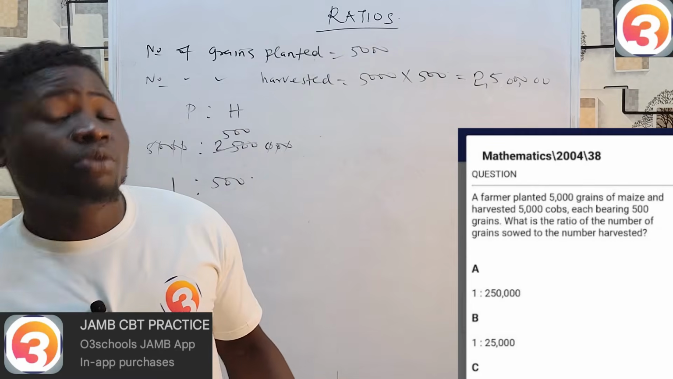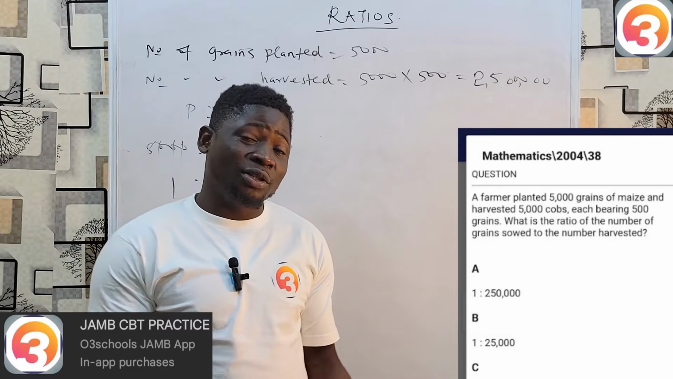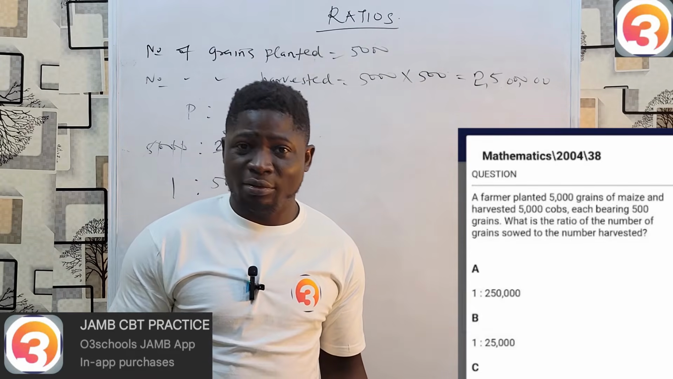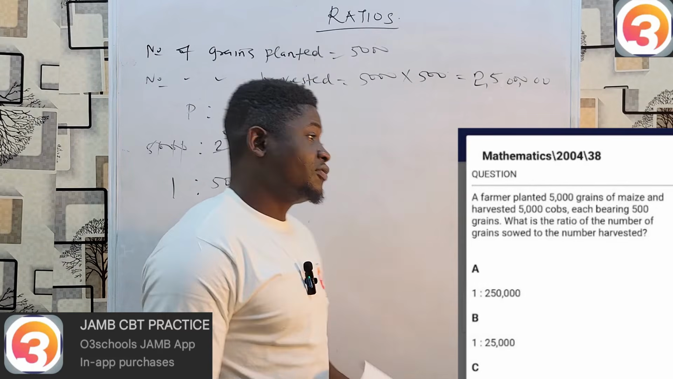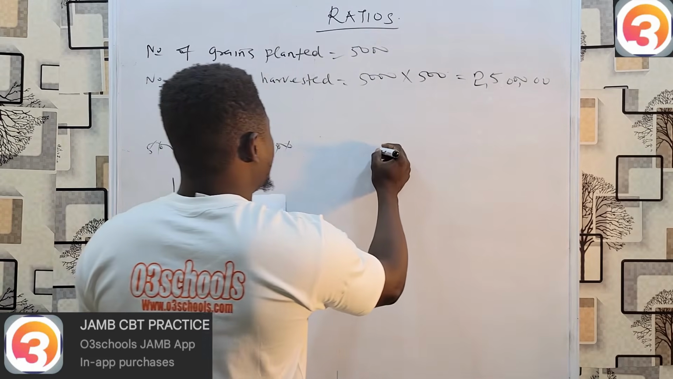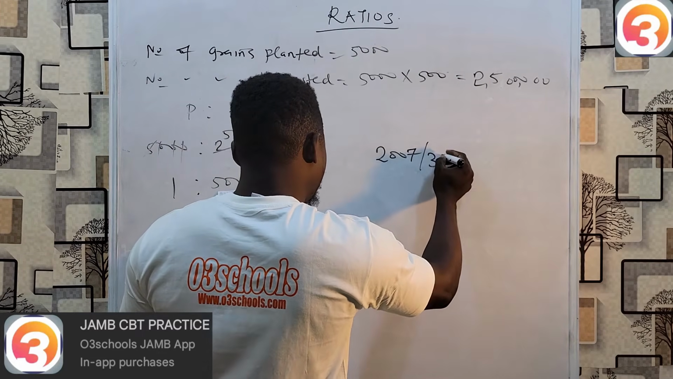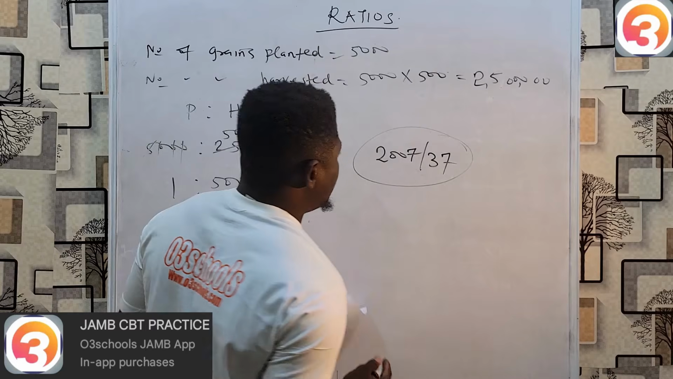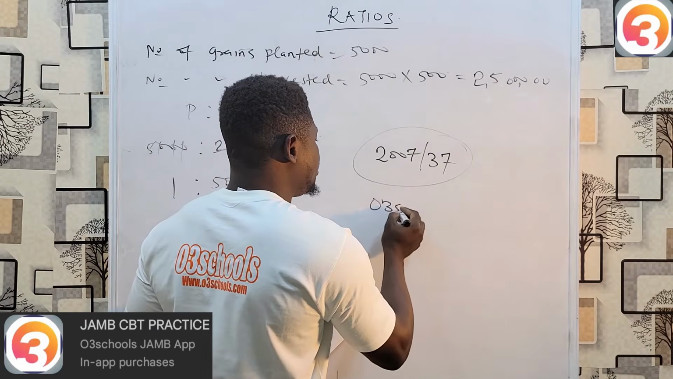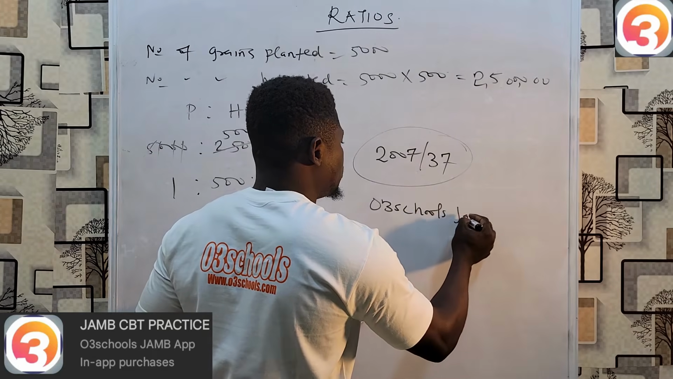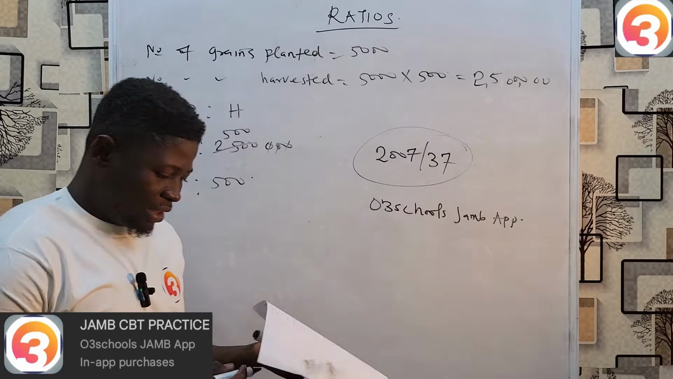We have solved questions, we have understood how ratio questions come, and that means any question that comes on ratio will be easy for us to surmount. Now I want to take one assignment. Please make sure you do this assignment. This is from the O3 Schools JAMB app, question 2007, number 37. This is a likely exam question. So please ensure that you go to your O3 Schools JAMB app and look for this question and attempt it.